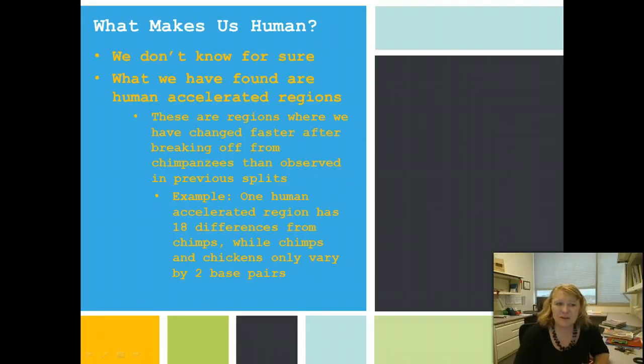We have found some regions called human accelerated regions, where after we broke off from chimps, we saw a huge amount of change. For example, there's one region where there are 18 differences between us and chimps, while chimps and chickens, remember birds split off a long time ago, only have a 2 base pair change. So that big change may be something that led to our human characteristics, very different from the chimps. But as I said, we're not entirely sure what it all means. It's really incredible to know this, and if it intrigues you, I really encourage you to continue exploring this area of research, because it's only speeding up. The more our technology improves, the better we are at understanding what these changes mean.